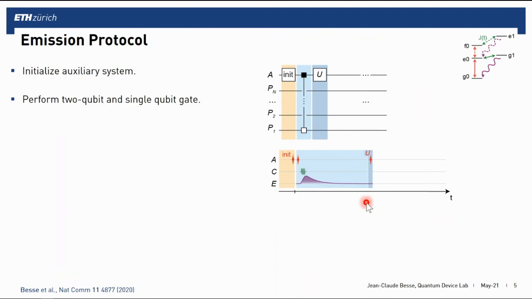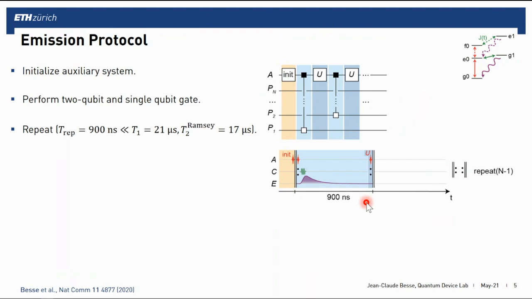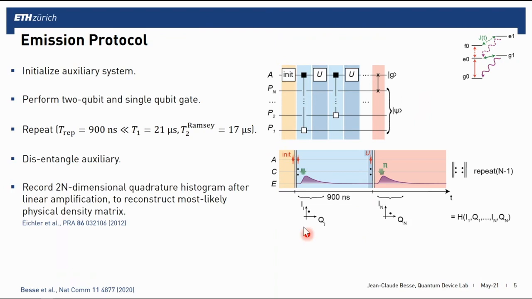This we can iterate at a repetition of 900 nanoseconds, and we chose that time to be long enough to allow us time to do the gates and for the emitter to decay and emit a photon, but also much shorter than our coherence and dephasing lifetimes, which are on the order of 20 microseconds. In this case, we always disentangle our auxiliary system at the end of the protocol, such that our entangled state is purely photonic in nature, but that's not necessary per se. What we've recorded are the I and Q quadratures for each of the time bins, from which we reconstruct the full density matrix following the procedure that is detailed here. For each state, we have on the order of 10 to 100 million repetitions of the state in order to do full tomography.